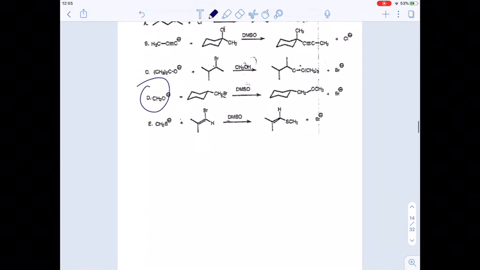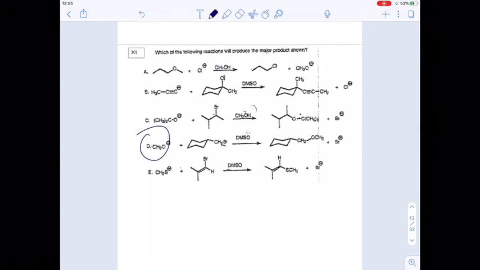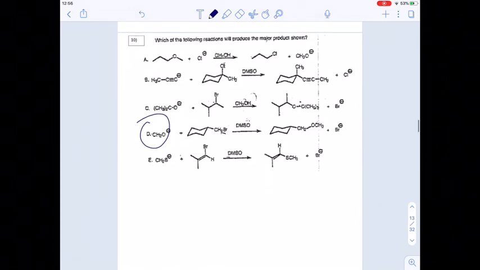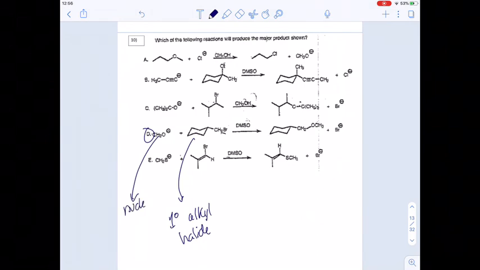Okay. Sorry, so number 10 I accidentally left off because I thought this was about ethers, but looking at it again, I realized this is actually relevant content for your exam. So the answer to number 10 is going to be D. Reason being, the question asks which of the following reactions will produce the major product shown. The reason why D does produce this product is because it has the primary alkyl halide.